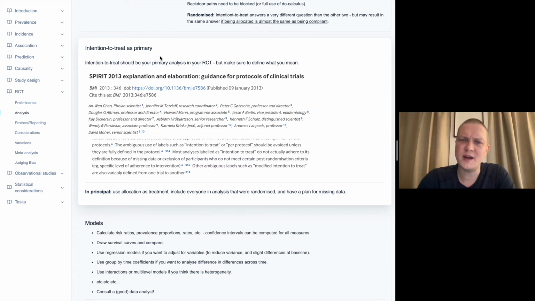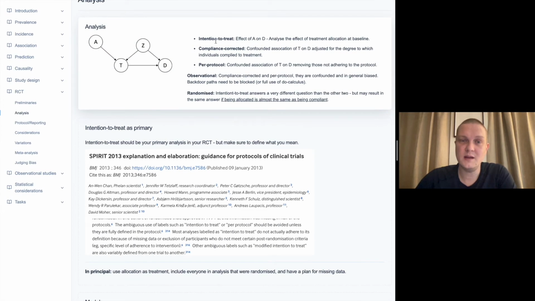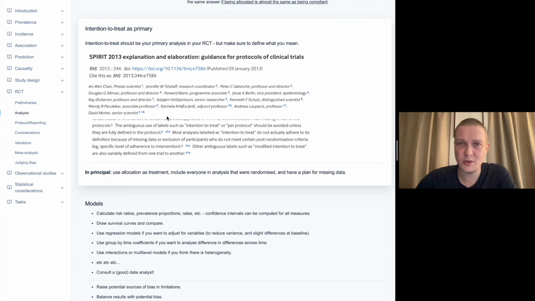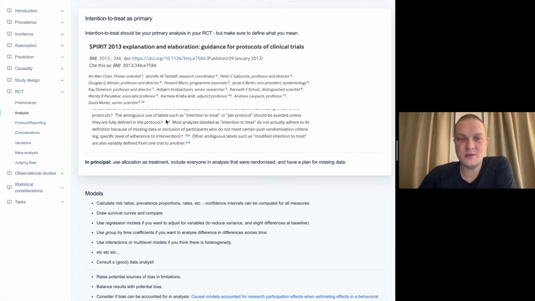But make sure you define what you mean. Unfortunately, and I say very much unfortunately, these three, intention to treat, compliance corrected, and per protocol, don't really have a unanimous agreement on what they mean. I'm going to talk a little bit about SPIRIT later on, for the next section. It is a guidance for designing protocols for clinical trials, the SPIRIT guidance, and you should follow SPIRIT, it's a good thing. They say, the ambiguous use of labels such as intention to treat or per protocol should be avoided unless they are fully defined in the protocol.